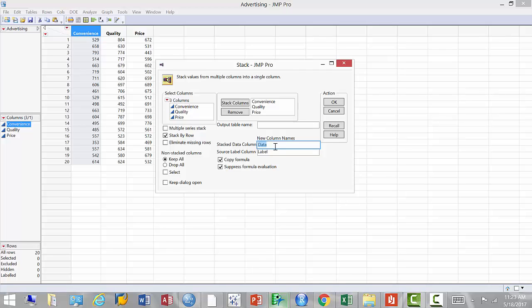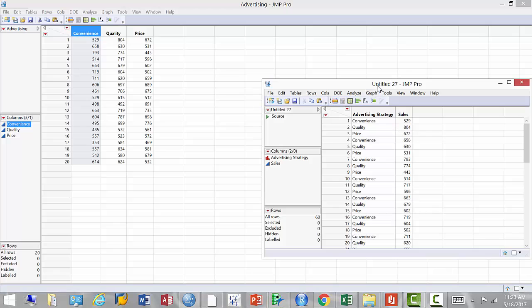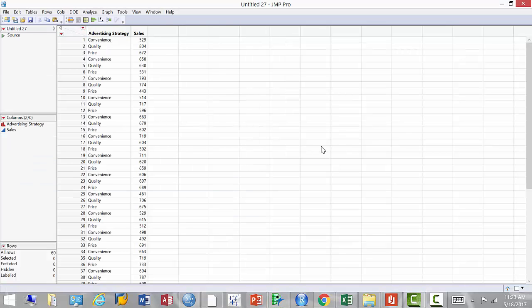Well, let's call them sales. That would be data. And the label that tells me which sample it comes from, I'm going to call advertising strategy. How about that? Advertising strategy. All right. Because that's what my factor of study is, right? I'm looking if sales depend and they vary based on the choice of the advertising strategy. Now I click OK, and here is my stack data.